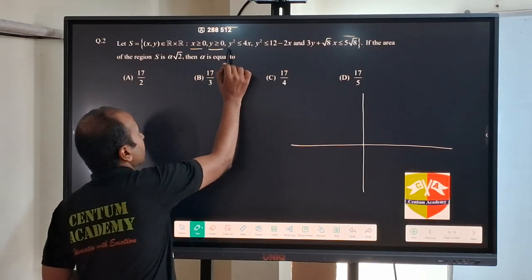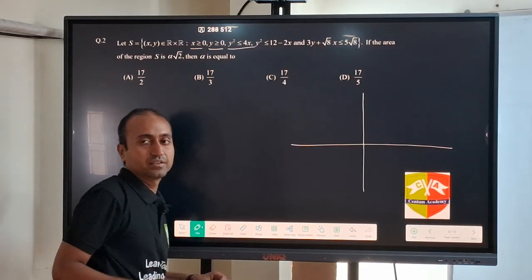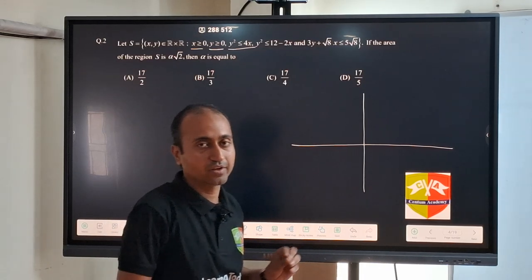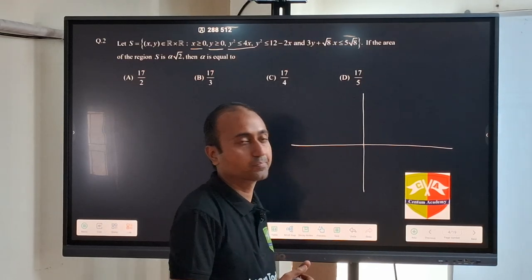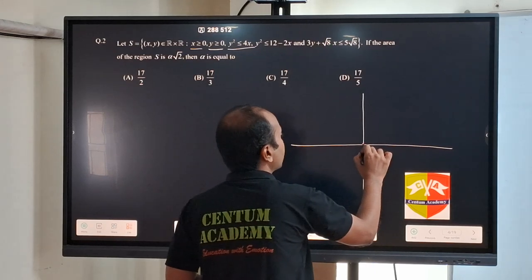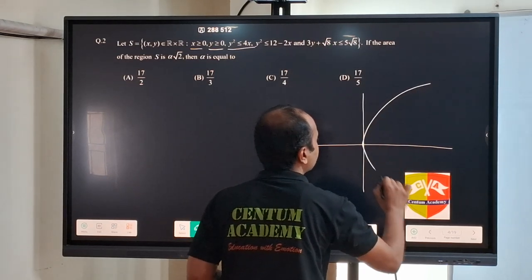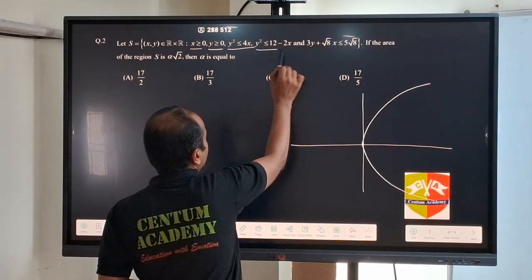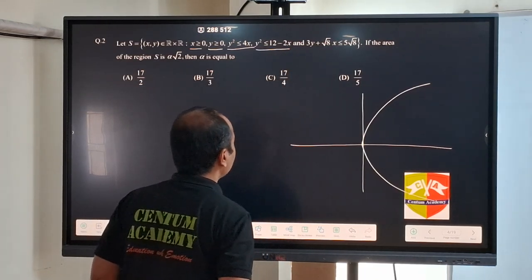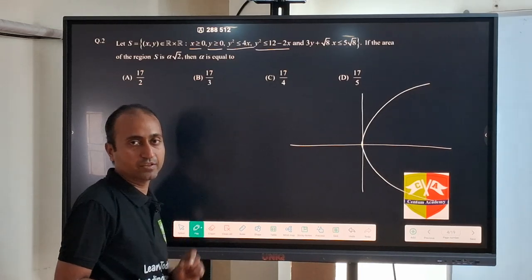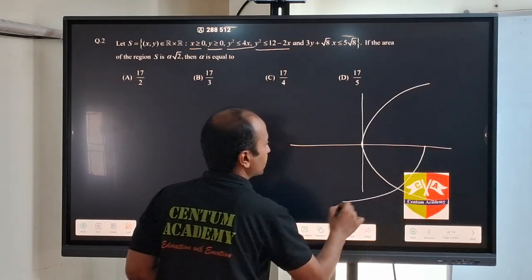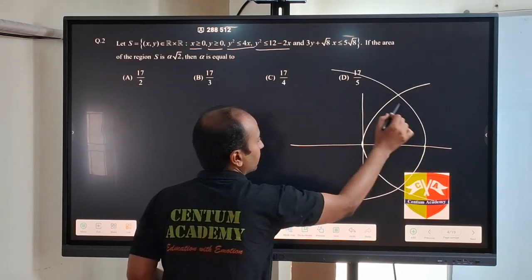Next is y squared less than or equal to 4x. We will consider the inequality later. As of now, let's draw the equation y squared equals 4x. We know it's a very standard parabola whose mouth opens towards the right hand side. This is my y squared equals 4x. Next is y squared equals 12 minus 2x. It's a shifted parabola. Its vertex is at (6, 0). And its mouth opens towards the left hand side. So this is such kind of a parabola.